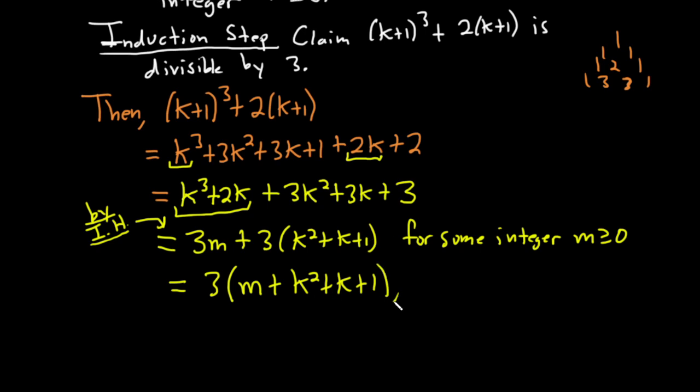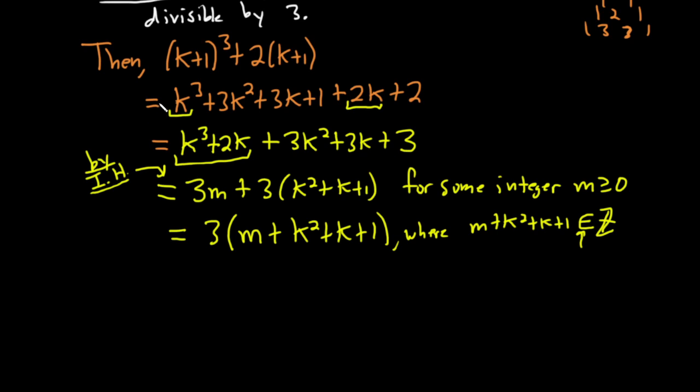And where this is an integer, so m plus k squared plus k plus 1 is an element in the set of integers. I know I'm introducing some new notation. This means "is in" or "belongs to," and this Z stands for the set of integers. The reason they use the letter Z is because there's a German word, I don't know how to say it, Zahlen or something like that, and I think it means numbers. So it's named after something in the German language. Pretty cool. In any case, this is equal to 3 times an integer.